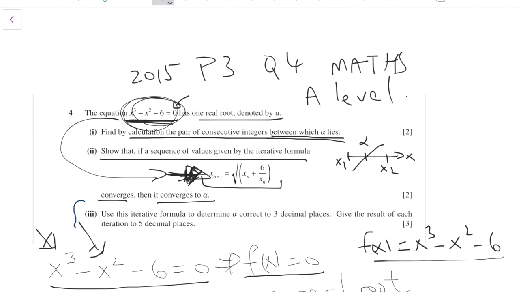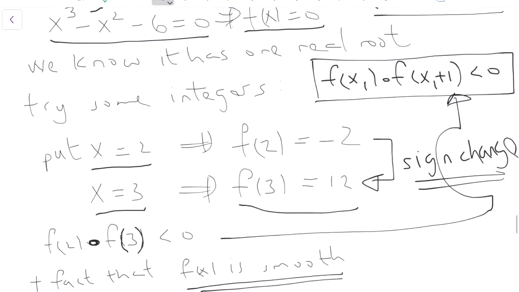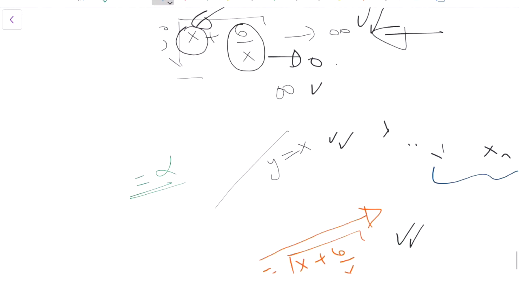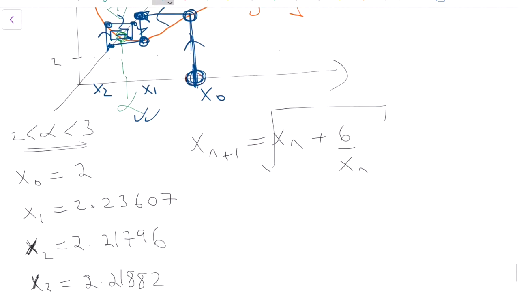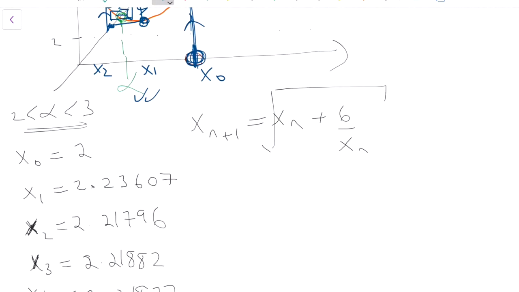Now the third part is using this iterative formula, determine alpha correct to 3 decimal places. So this is very important, 3 decimal places. And give a result of each iteration to 5 decimal places. Okay, so there's a few things here. They just want us to use the formula, and that's exactly what you need to do. Well, you already know that alpha lies between 2 and 3 from the first part of the question, so a good initial guess would be x0 equals 2. Or you could pick x0 equals 3, but I wouldn't start outside of these.